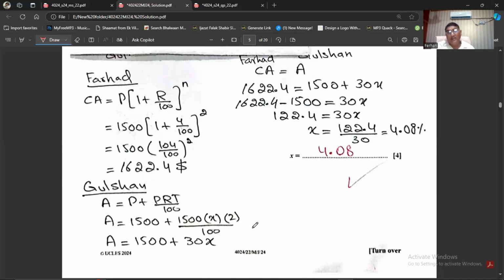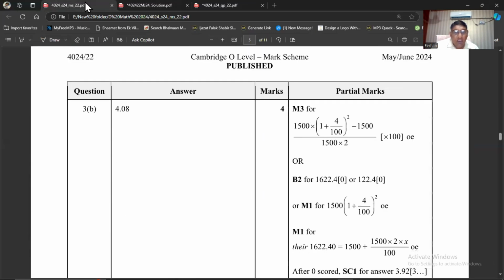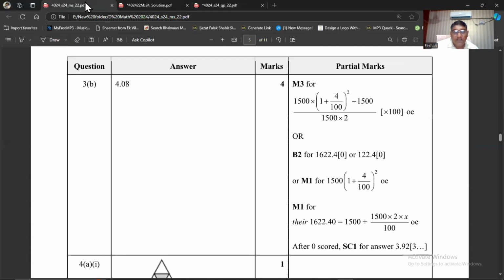$1,622.4 is equals to 1,500 plus 30x. This 1,500 will go to the other side and it will subtract. So you see what will happen. 1,622.4 minus 1,500, and that is 122.4, and that is equals to 30x. So X will be equals to 122.4 divided by 30, and that will be 4.08%. So we think that the rate is 4.08%. 4.08% is the right answer, sir.